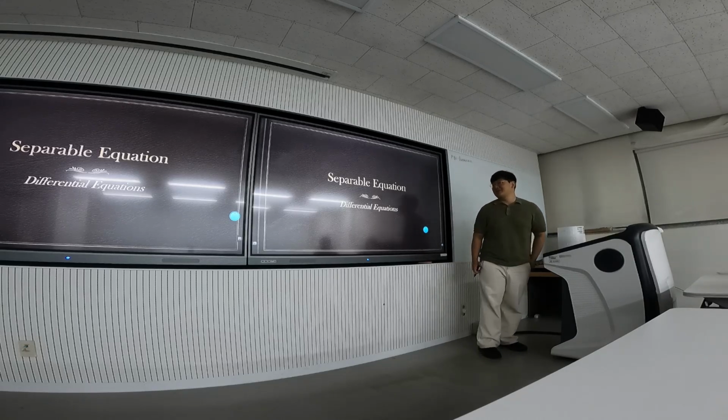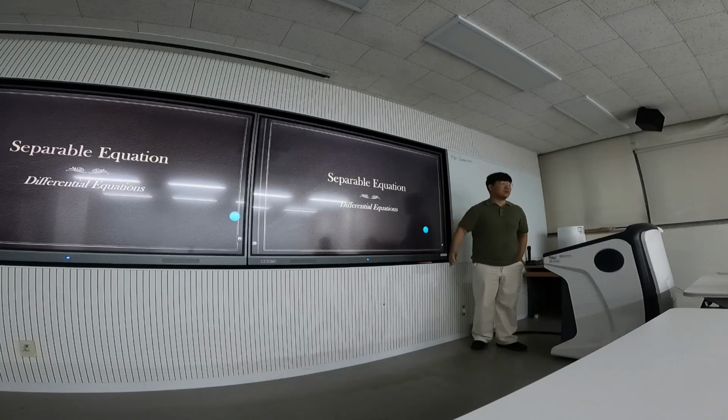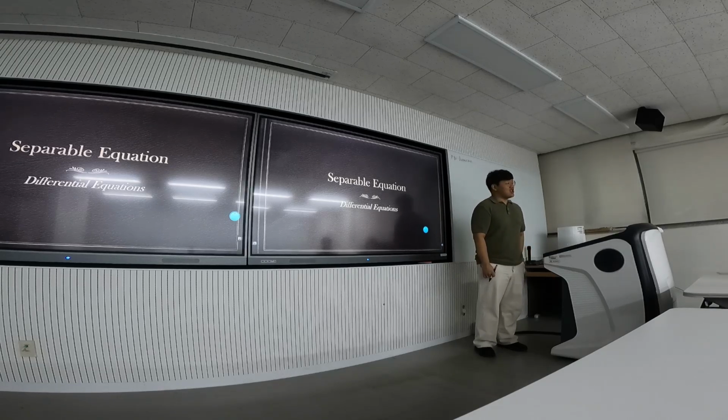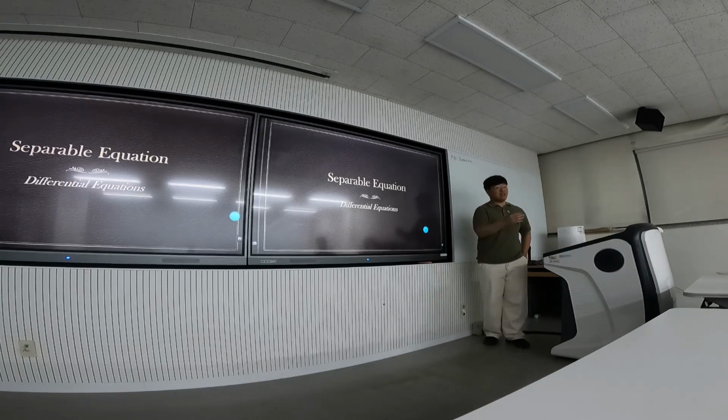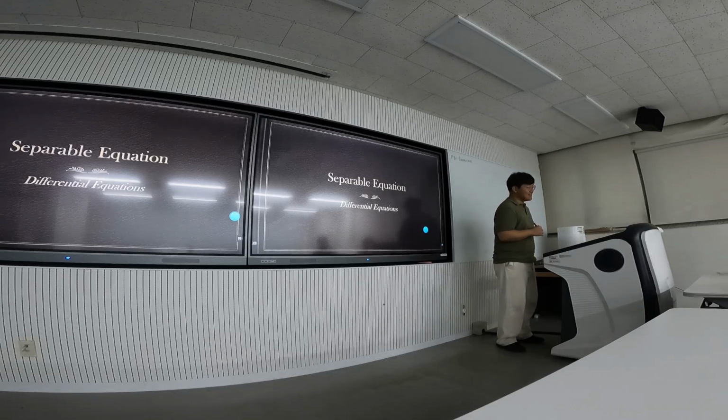So today, if you learn the separable equation, you will be able to manage some big, massive chicken farm to feed yourselves. So it'll be your modeling question for assignment. Okay, so let's start.